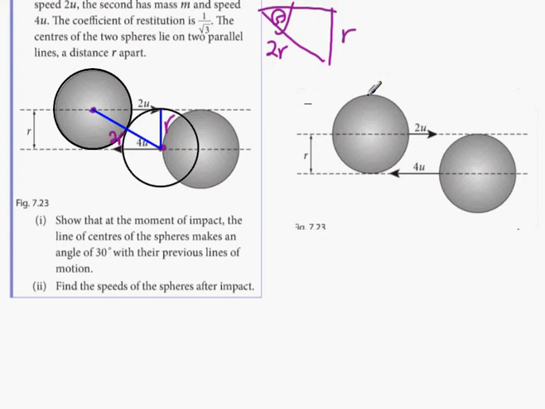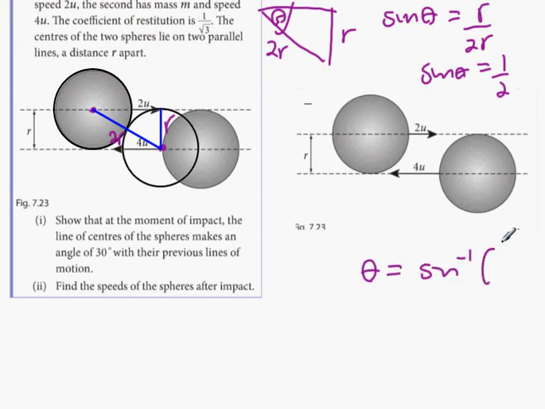So sine theta is r over 2r, so sine theta is a half. Sine inverse of a half, what are we looking to get? 30 degrees. Theta is therefore 30 degrees. Everybody cool with that? Any questions?